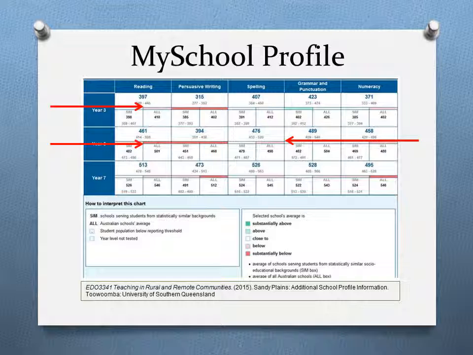Although the class is Year 4, 5, 6, the students' literacy ability levels range from Year 2 to Year 6 and are particularly low. According to data taken from the My School profile, the Year 4 and 5 students struggle in reading and spelling.